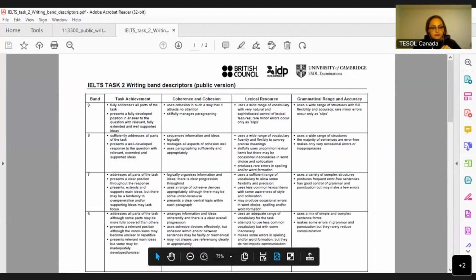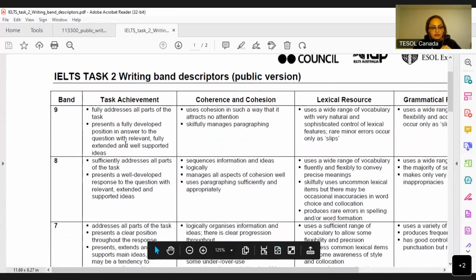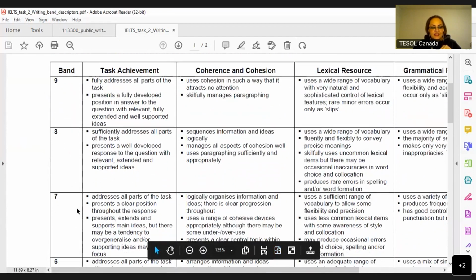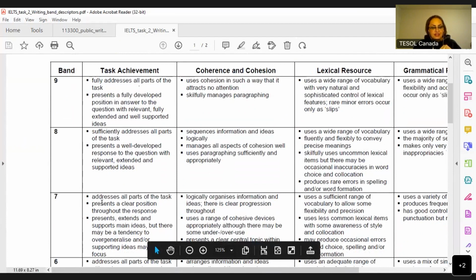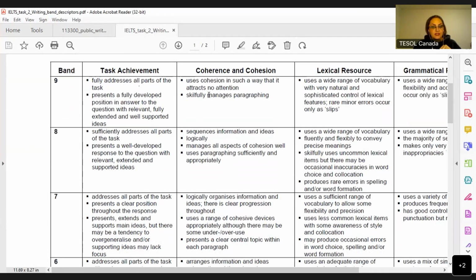So here, for task achievement, for 7, it said addresses all parts of the task. But in band score 9, it said fully addresses all parts of the task. For coherence and cohesion, band score 7 logically organizes information and ideas. There's clear progression throughout. But band score 9 uses cohesion in such a way that it attracts no attention. So it's very fluent.